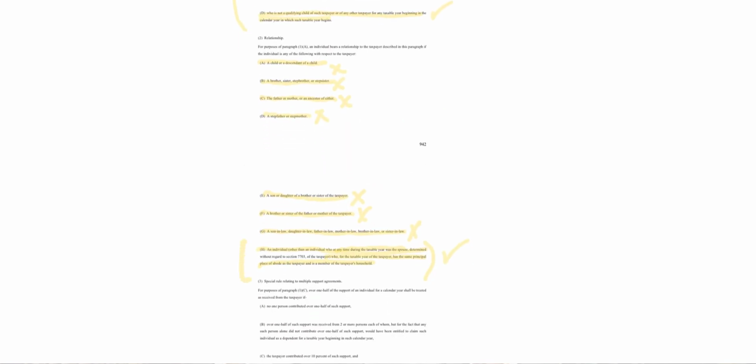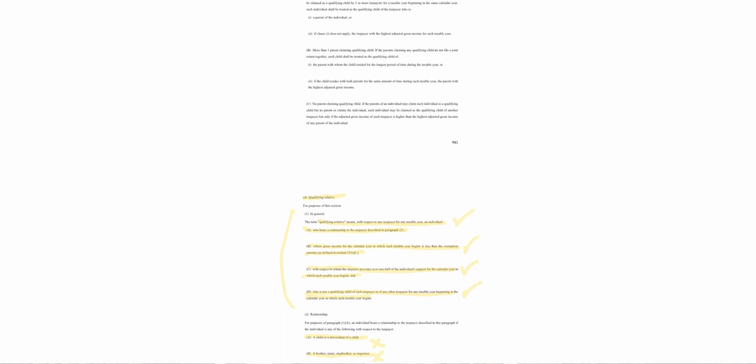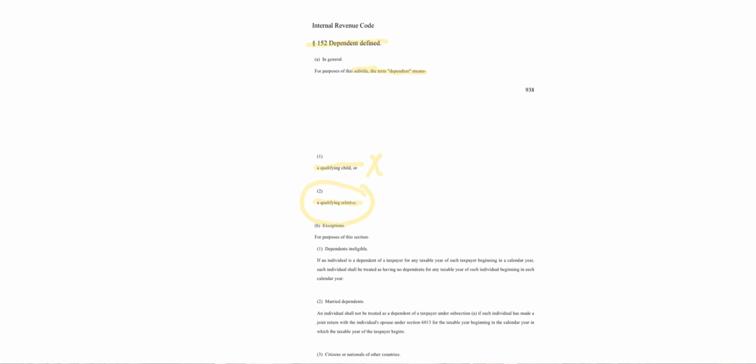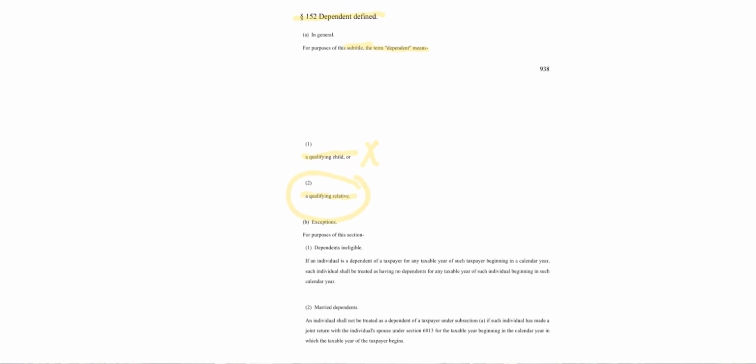D2H specifically is where the issue lies, and she's there for the entire year, which we're told in the fact pattern. So if I was asking for a reference to this, you could specifically cite to either 152 D2H, where the issue lay, or right here, 152 A2 qualifying relative. Let's go on to the next question.